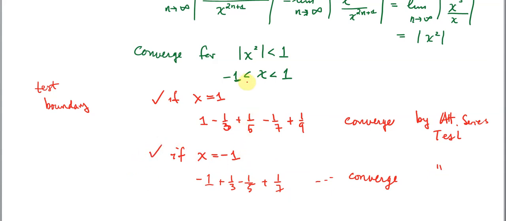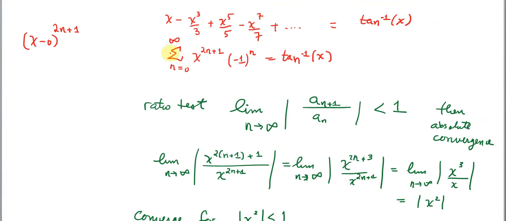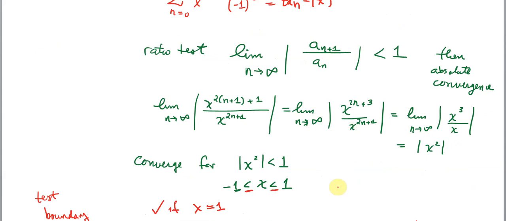And since it converges at the endpoints, we can add these equal signs in here, so this power series will converge when we use it to approximate tan inverse of x for any value of x between and including -1 and +1.